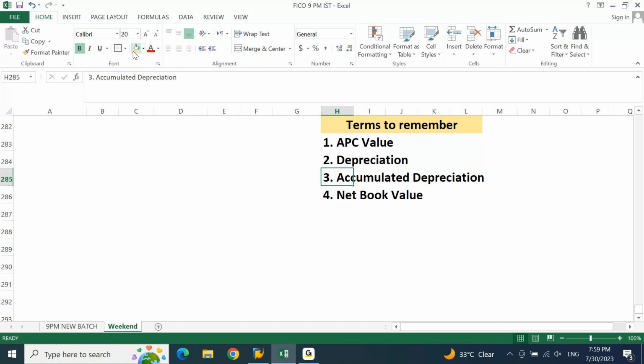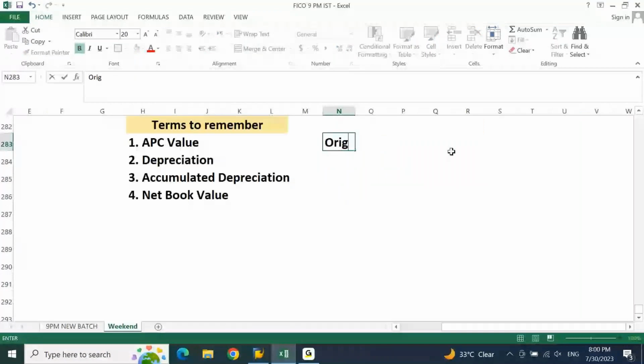So the first term that we need to remember is the APC value. When we talk about APC value, what are we talking about? Any idea, anyone? Sir, the original cost of the asset. Right. When you talk about APC value, we are talking about the original cost of the asset.